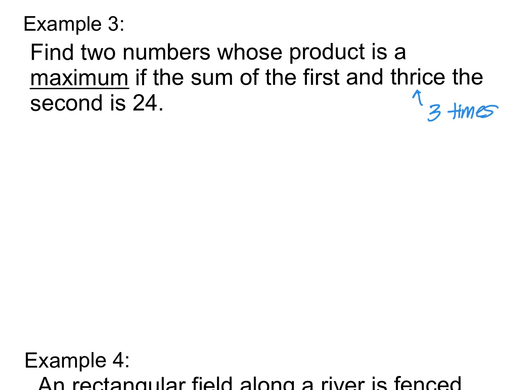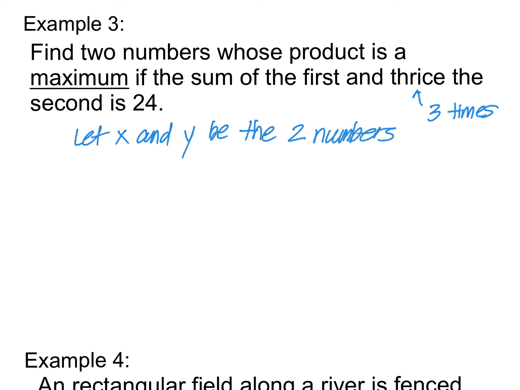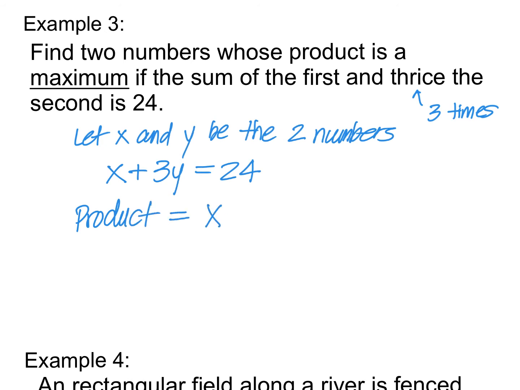All right, so we've got 2 mystery numbers. So let x and y be the 2 numbers. Now we learn that the sum of the first number plus 3 times the second number is 24. Now the product is going to be x times y.